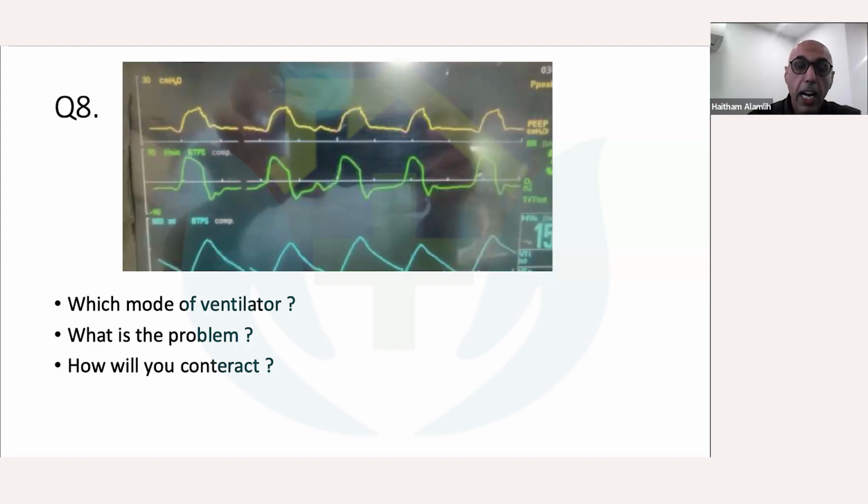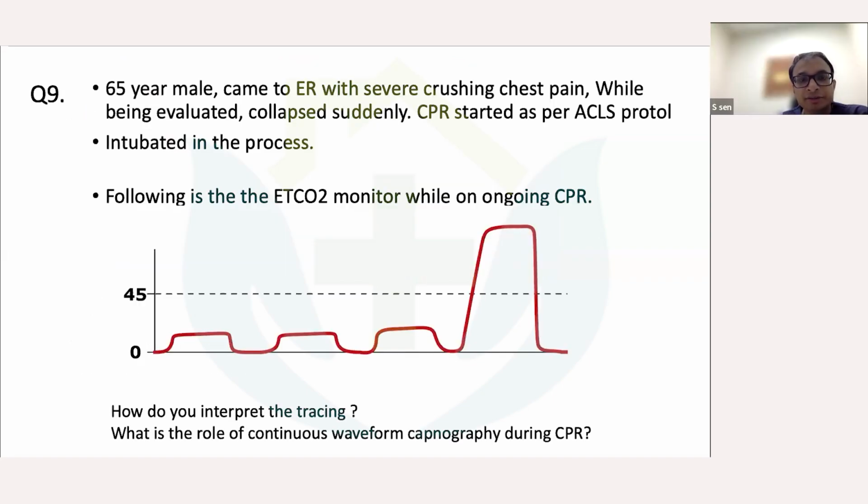Decrease the PEEP. It will decrease the sensitivity of the trigger. Okay, we'll proceed. Question number 9.